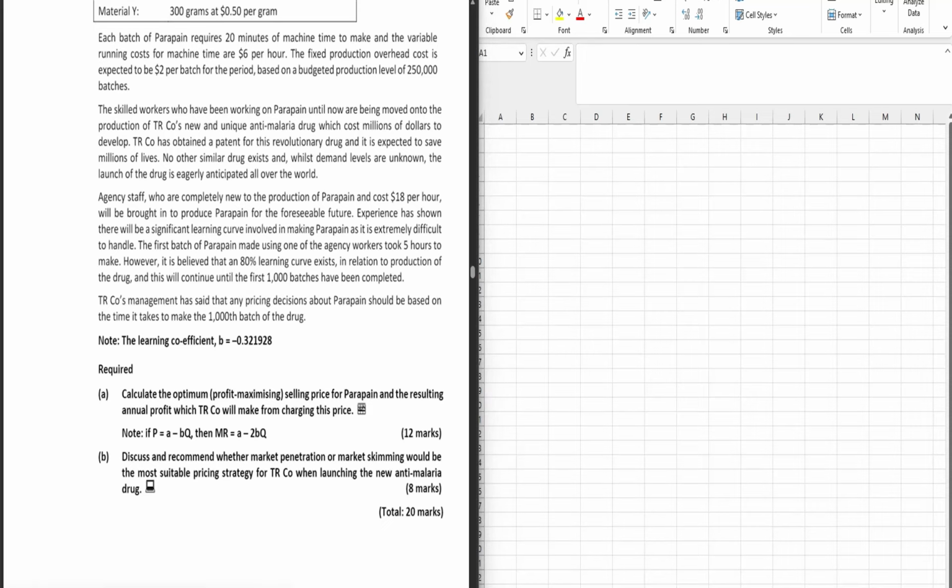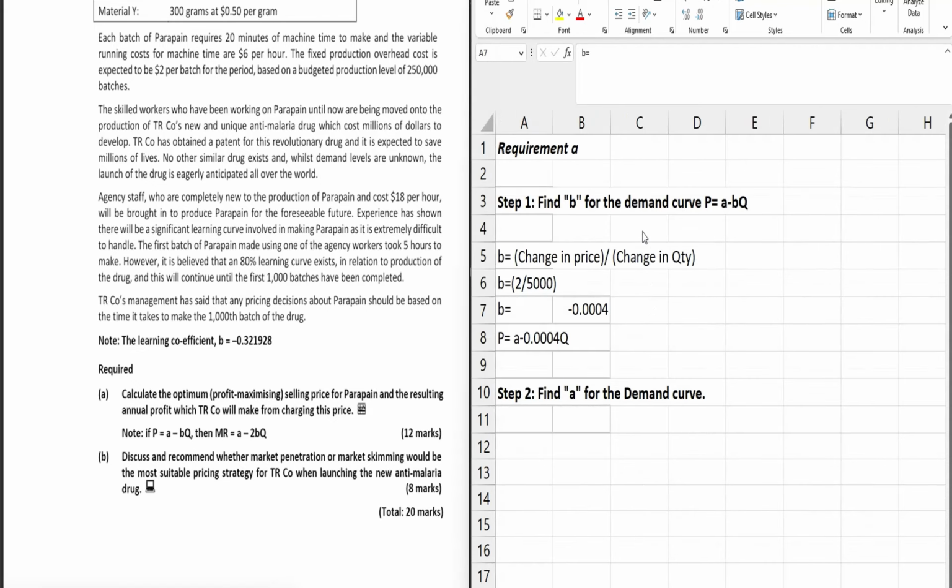So now let's have the step by step approach to find out the selling price. Here is the first step I have done for you. You need to clearly mention which part of the question you are doing. So I have mentioned requirement 1. Here we need to calculate the optimum selling price, and they also suggested using the algebraic approach.